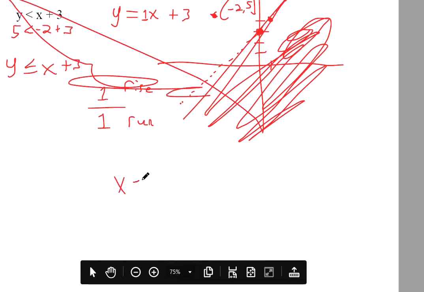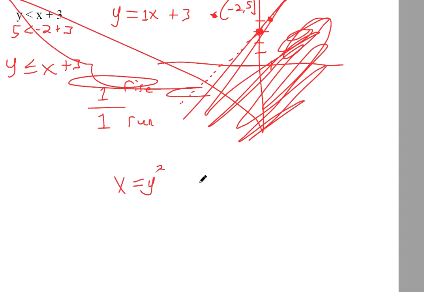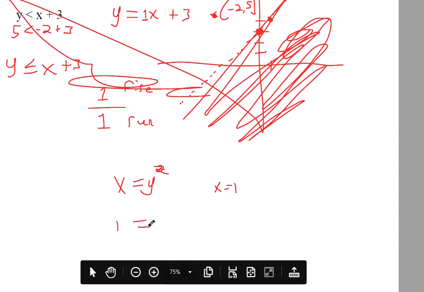If x equals y squared, think about plugging in x equals 1 into this equation. What would y have to be? y could be 1, because 1 squared makes 1. But we have a problem. y could also be -1.